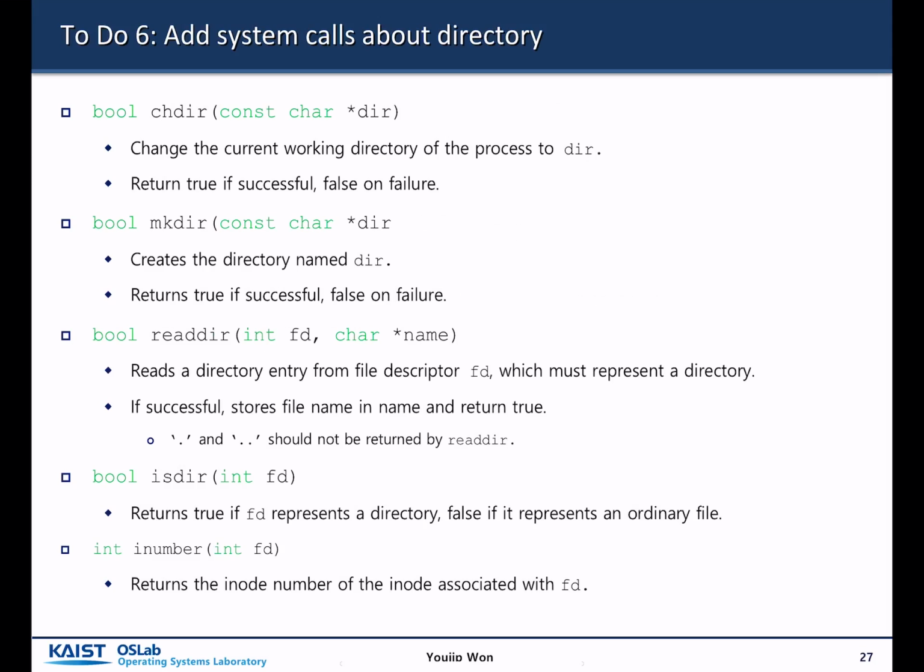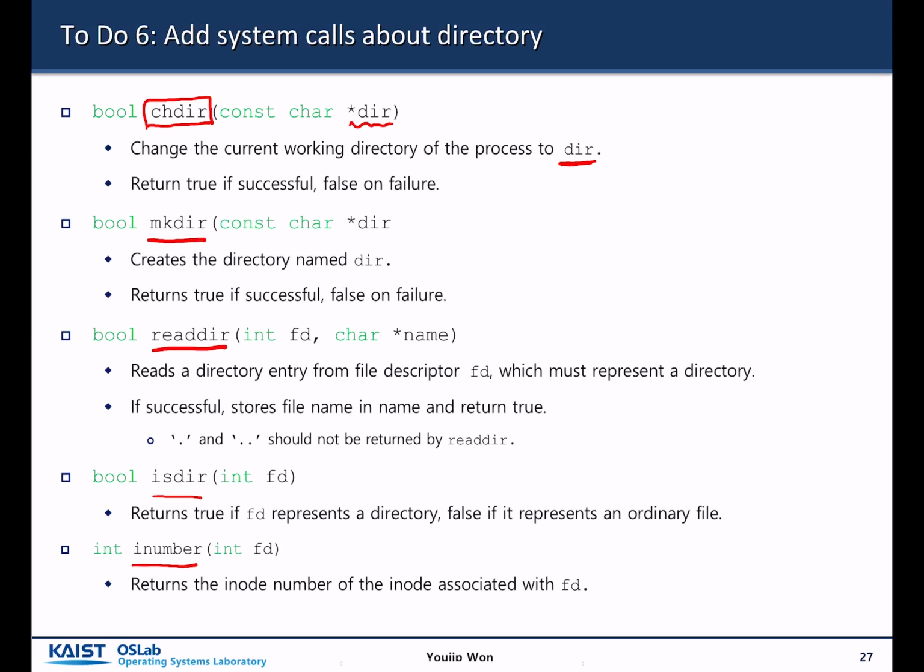And you have to add a number of system calls for manipulating directory files. These are change directory, creating a directory, reading a directory, checking if the current file is a directory, and returning the inumber of the associated inode. The first one is changing the directory. We get the path, parse the path, and change the current working directory of the process to the target directory specified as the parameter to the function. It returns true if successful, and false on failure.